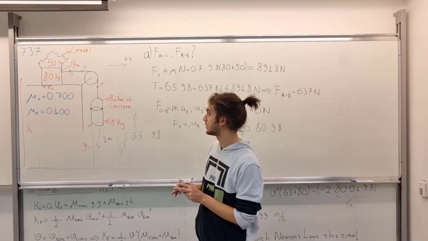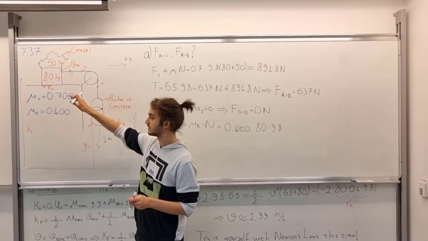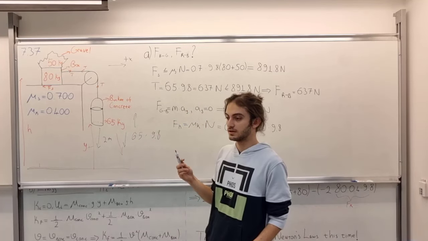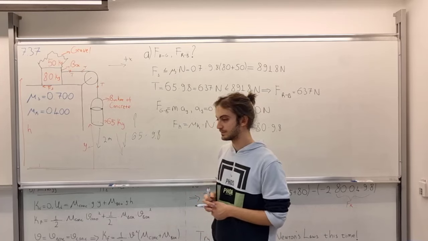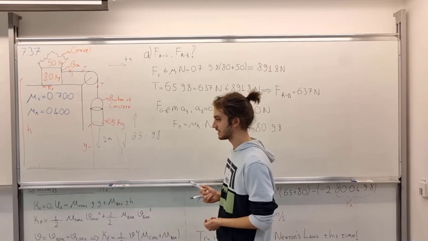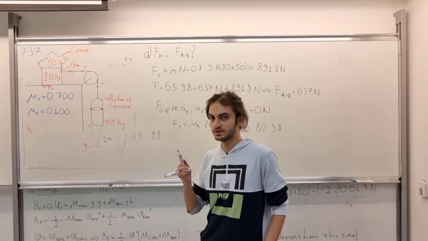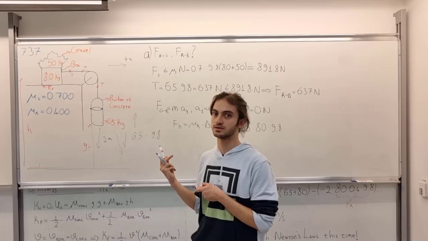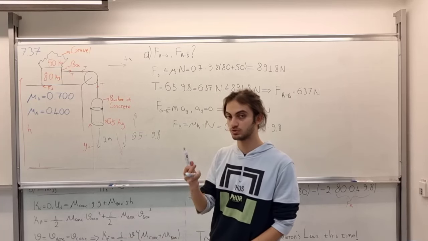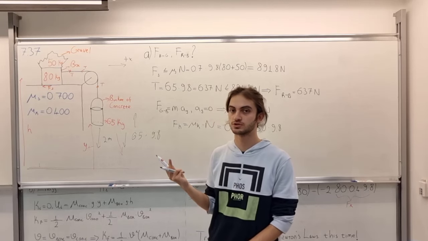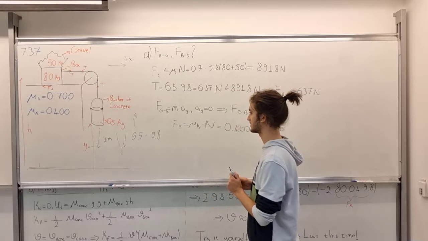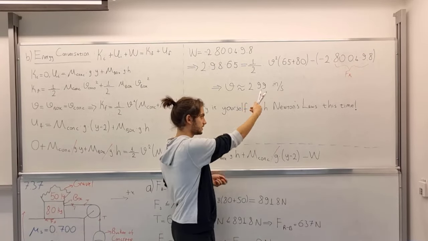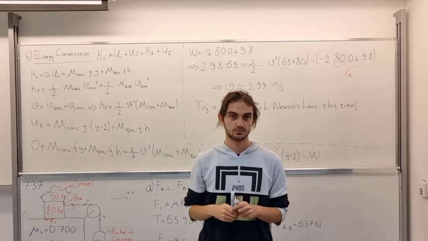Then you actually do what? Since you know a is equal to an expression in T, and you know T, you can attain the value of a. After that, you use one of the kinematic equations, that is V final squared is equal to V initial squared plus 2 a delta X. Your delta X is equal to 2, you know your a, and your V initial is equal to 0. Then the final velocity is approximately 2.99. You should have the same result with those two.